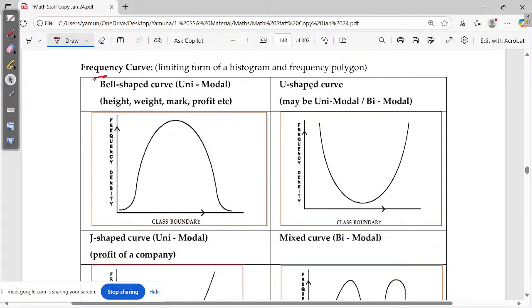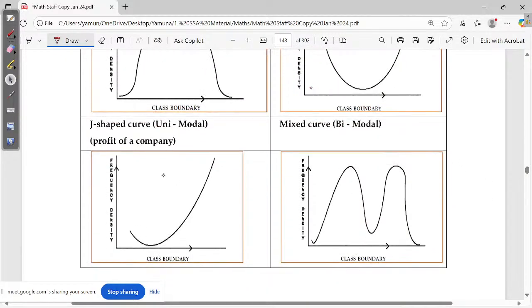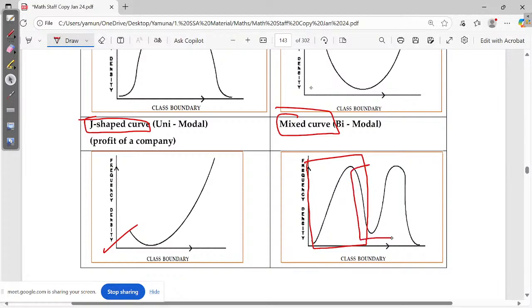Frequency polygon or frequency curve. Bell-shaped curve. See, this is the graph. U-shaped curve. This is the graph. Come back here. J-shaped, like an umbrella stick. Mixed curve. See this one? Okay. Bell-shaped. See this one? U-shaped. See this one? That's it.